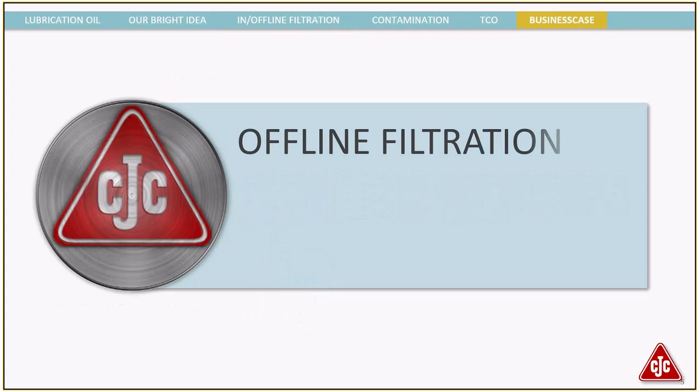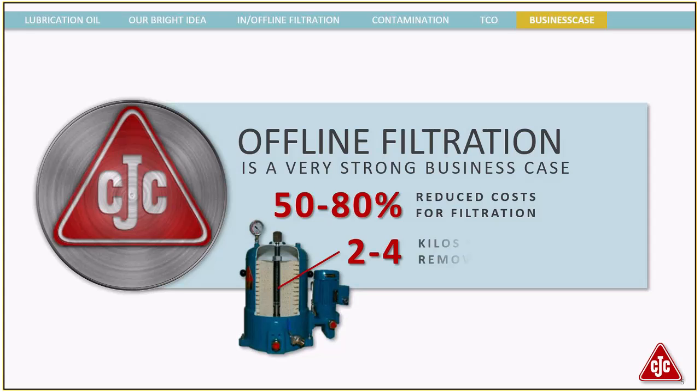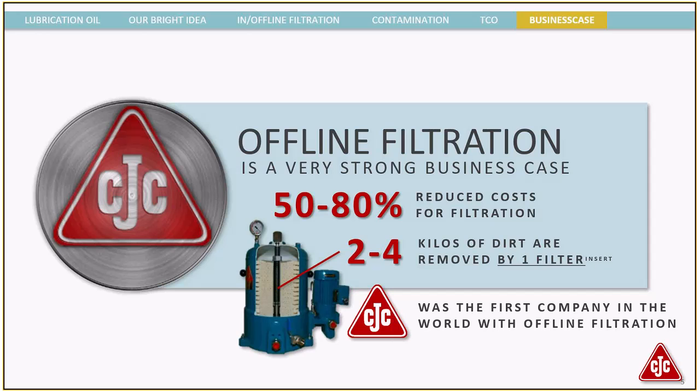If we look at the cost of removing contamination, it's reduced significantly if you use offline filters, primarily because the depth media filters take a lot of dirt out, 2 to 4 kilos per insert typically. It can also be more if you work with quenching or with cement or other very dirty applications, mines and so on. And C.C.JENSEN was actually the first company in the world to work with this offline filtration.